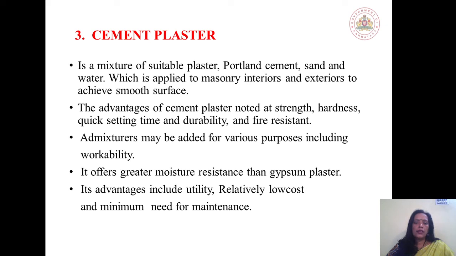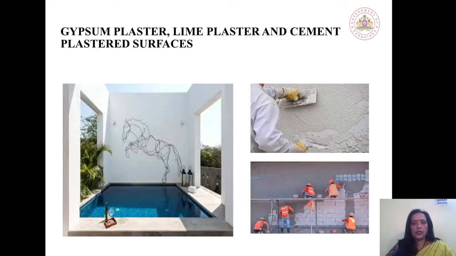Cement plaster is a combination of Portland cement and sand. With this, we add the water and apply it to the exterior and interior to achieve a smooth surface. The advantages are strength, hardness, quick setting time, durability, and workability, and by adding admixtures, fire resistance. The utility is relatively low cost and minimum maintenance in cement plastering. So this is an advantage of this.